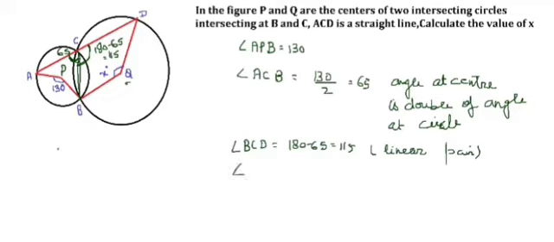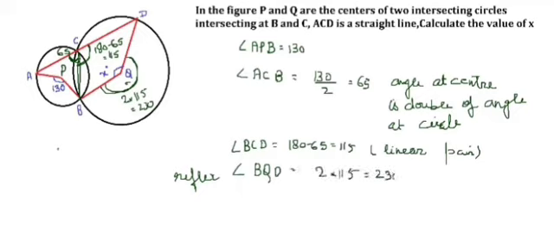Now if this angle is 115, then we can find out this angle. This angle will be 2 times 115 because the angle at the center is double the angle at the circumference. Same reason we will write here. So reflex angle BQD will be 2 times 115, that is 230. The reason we will write is the same thing here.